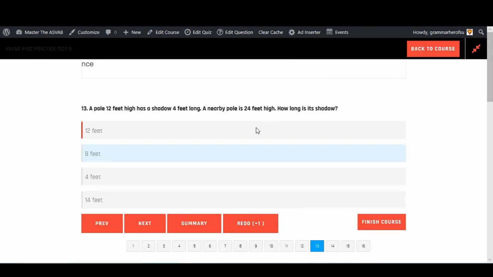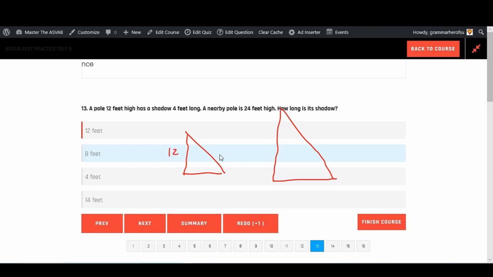Right, number 13 says a pole 12 feet high has a shadow 4 feet long. A nearby pole is 24 feet high. How long is its shadow? So we got one pole here with a shadow. We got a much taller pole with a similar shadow. Basically, these are triangles, and these are similar shapes more specifically. So we're going to set up our proportion to solve this.